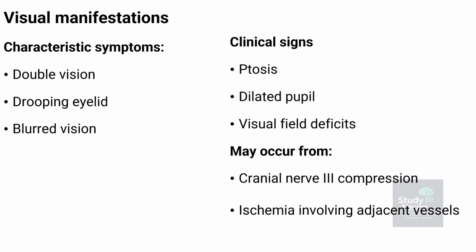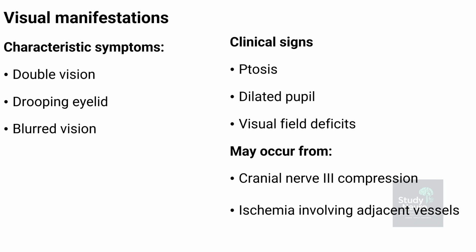Oculomotor nerve palsy is one of the classic clinical findings associated with posterior communicating artery aneurysms because the aneurysm often lies close to the third cranial nerve and may compress it as it enlarges. Patients commonly develop double vision, drooping of the eyelid, and blurred vision due to impaired extraocular muscle function and parasympathetic fiber involvement. This finding is highly important clinically. On examination, ptosis and pupillary dilation are common signs, and these abnormalities strongly suggest compression of the oculomotor nerve by an expanding aneurysm, particularly when symptoms appear suddenly or progress rapidly over a short period.